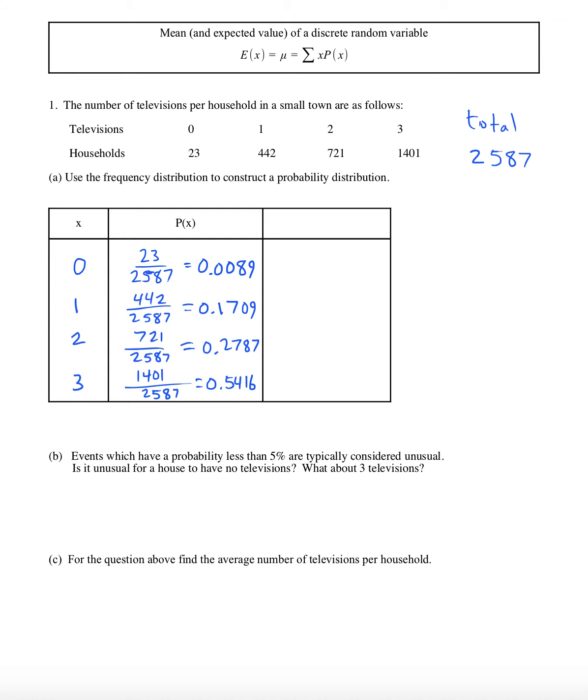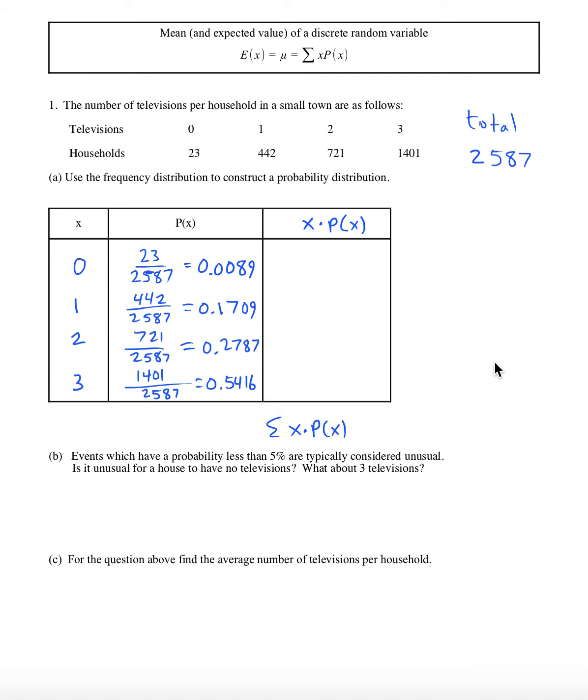Okay, now that we have the probability distribution made, we need another column for the sum of x p of x. And first, let's just find the x p of x values. And then at the bottom, we'll actually add them up.